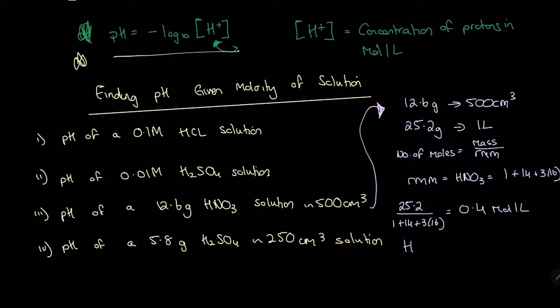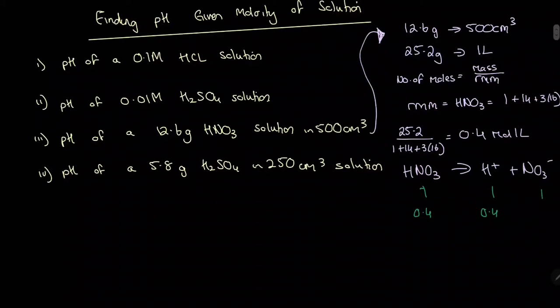Now let's take a look at how the nitric acid will dissociate. Okay, so it's a 1:1:1 ratio. So if I have 0.4 moles of the nitric acid, I will have 0.4 moles of the hydrogen ion as well. So we're going to put that into our formula and into the calculator, and we'll get a pH of 0.4. So now the next one, the fourth one, if you want to give it a go yourselves, you can pause here and try that one.